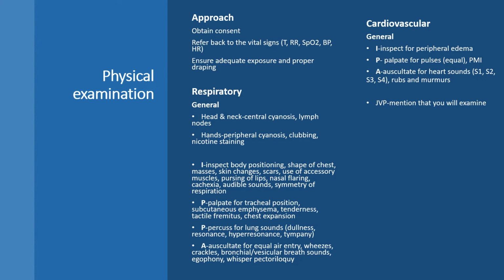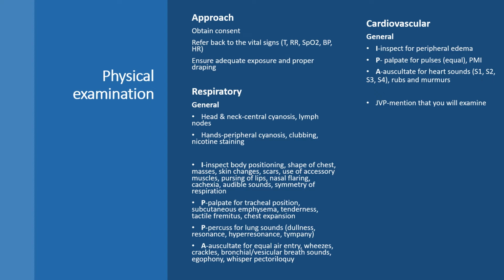You're going to do two examinations here, the respiratory and cardiovascular examinations. Begin by looking at the head and neck, looking for signs of central cyanosis. You can ask the patient to open their mouth and look at the tip of the tongue and lips for signs of central cyanosis. Lymph node examination, starting with the occipital, postauricular, preauricular, submandibular, submental, anterior and posterior groups of cervical lymph nodes, and supraclavicular and infraclavicular lymph nodes. Look at the hands for peripheral cyanosis, clubbing, or nicotine staining in smokers.